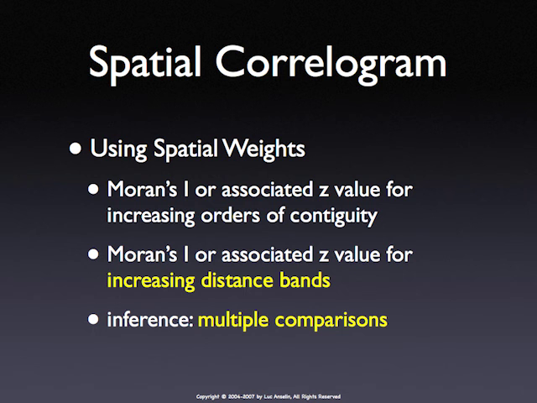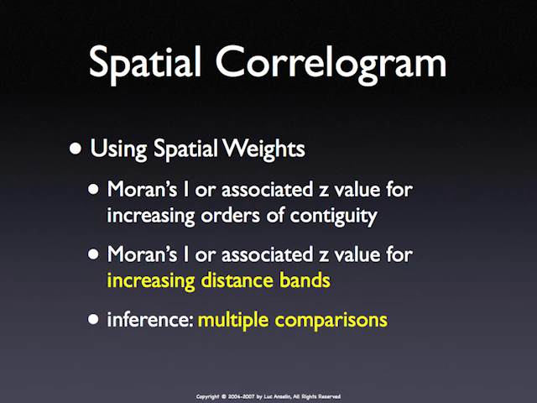So for the spatial correlogram in lattice data analysis, which deals with discrete spatial units, as opposed to geostatistics, which deals with continuous spatial surfaces, we use Moran's I. Actually, more specifically, you use the z-value for Moran's I. The z-value is what you get when you subtract the expected value for Moran's I under no spatial autocorrelation, and then you standardize by the square root of the variance. So that gives you something that is asymptotically normally distributed, and you can stick it in a standard normal distribution and do a significance test.